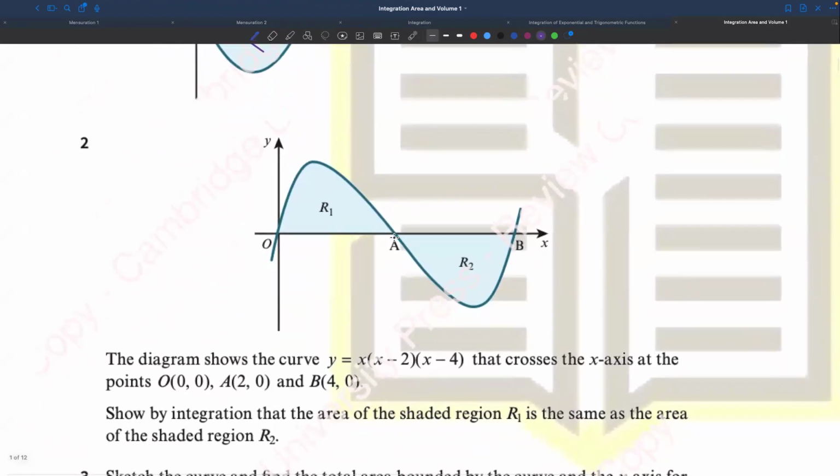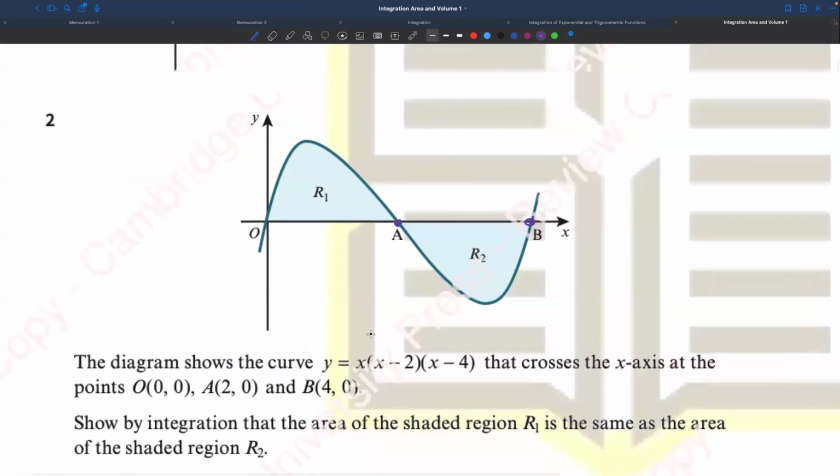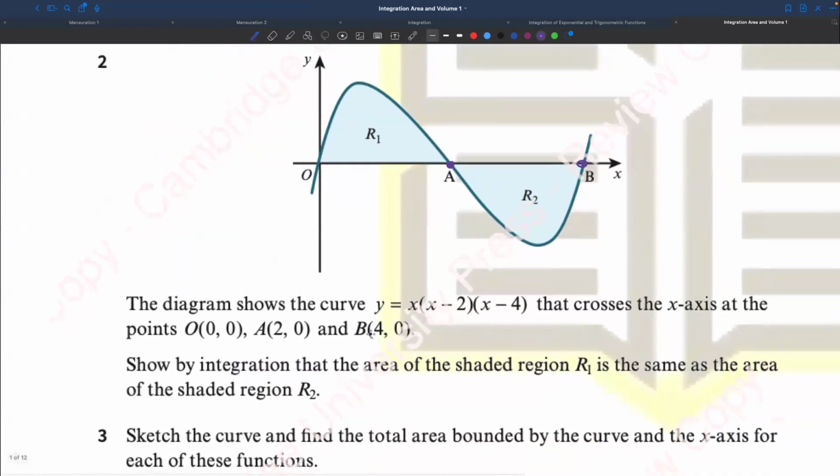For this question, you will first have to find these coordinates. How will you solve these coordinates? Can someone quickly tell me, just by reading the question, what are the coordinates of A and B? That's it. A is 2 and B is 4. So first you will take the limits 2 and 0 to find the area of R1, and then take the limit 4 and 2 to find the area of R2. End of question.